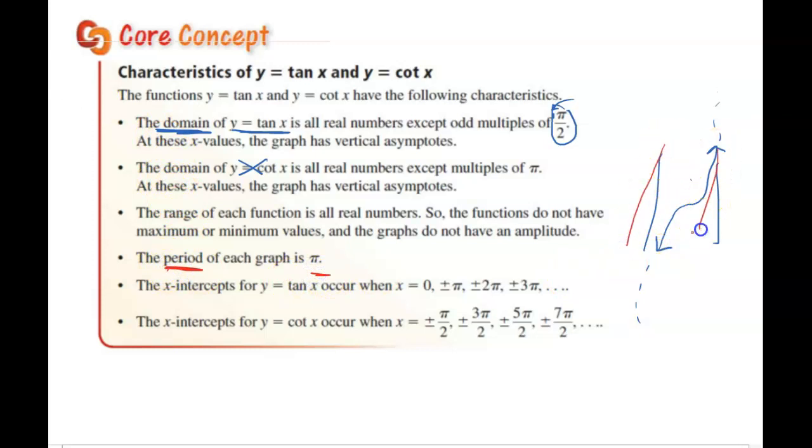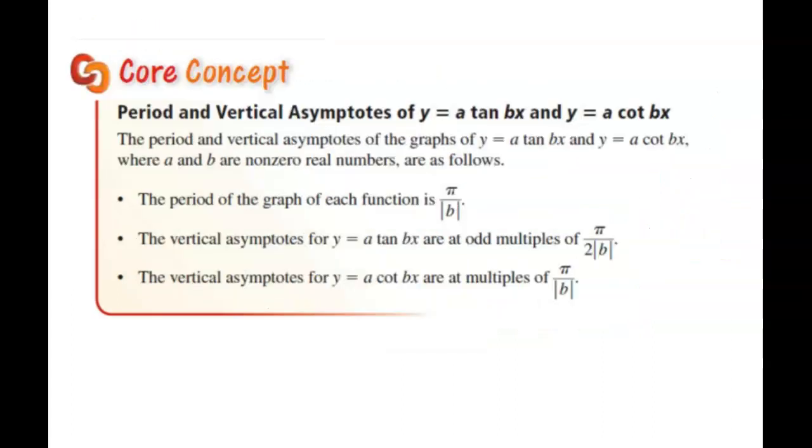Something else to note, the period is pi. It's right in here between these asymptotes. We repeat this over and over again, so our period is just pi. That is also different from sine and cosine. And our x-intercepts are right between those two asymptotes, at 0, plus or minus pi, plus or minus 2 pi, plus or minus 3 pi, so on and so forth. Once again, we're not going to do cotangent.